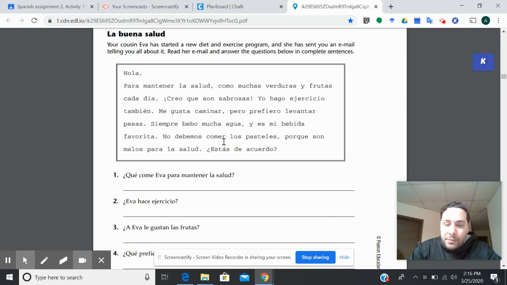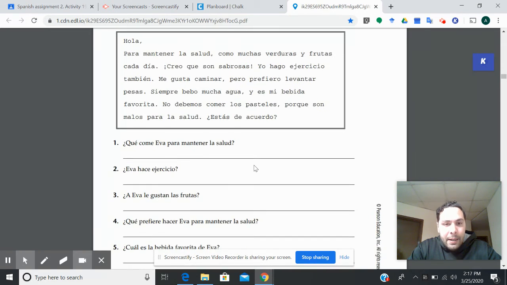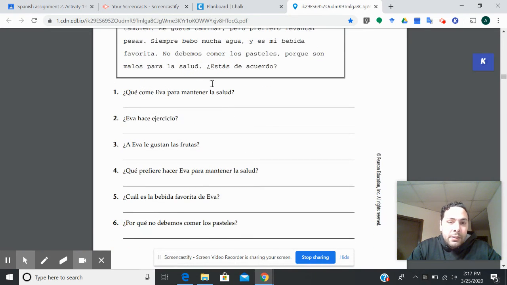¿Estás de acuerdo? Now we learned this little phrase here in class, okay? ¿Estás de acuerdo? Remember, the only word you're changing is this word, but this phrase means do you agree? Do you agree? ¿Estás de acuerdo? If I wanted to say yes, I agree, I would say sí, estoy de acuerdo. All right? So coming down here, you're just responding, okay, to these questions in full sentences, okay?